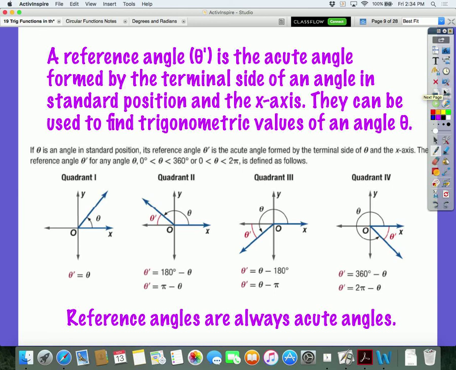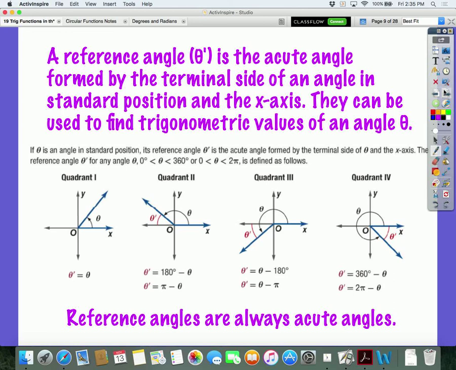Now, a reference angle. A reference angle is represented as theta prime. That little hash represents the word prime. It is the acute angle formed by the terminal side of an angle in standard position and the x-axis. They can be used to find trigonometric values of an angle theta as well. So reference angles are always acute angles. They're always going to be a measure between 0 and 90 degrees, or 0 and pi over 2 radians.